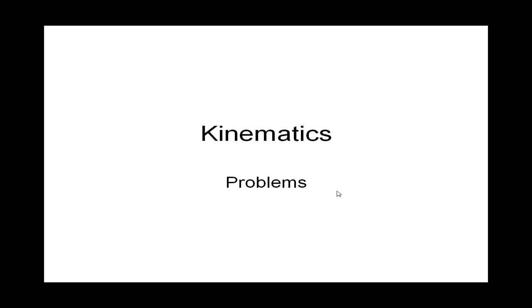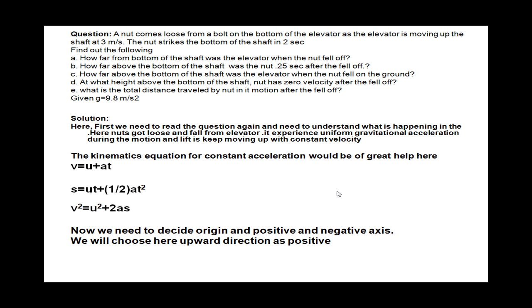Explaining here one simple kinematics problem which will clear a lot of doubts. So here goes the problem. A nut comes loose from the bolt on the bottom of the elevator as the elevator is moving up the shaft at 3 meters per second. The nut strikes the bottom of the shaft in 2 seconds.